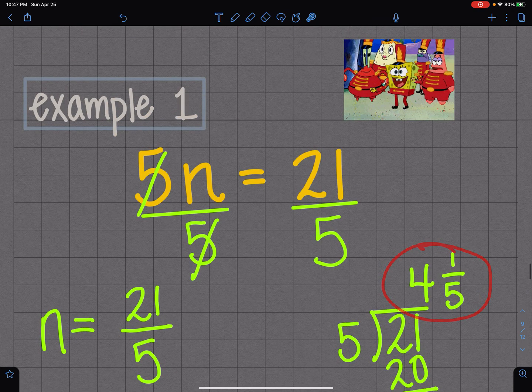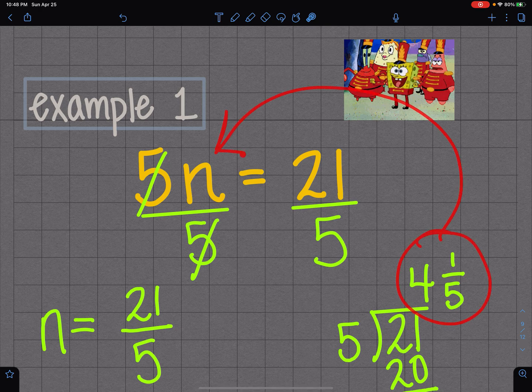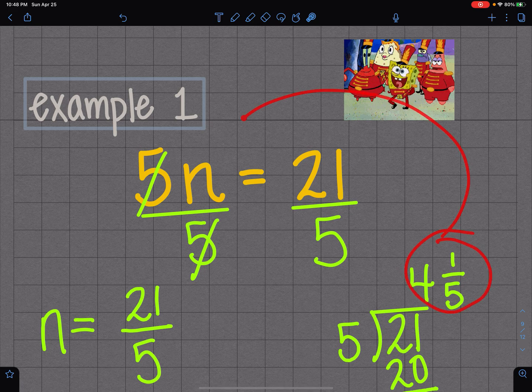So if we go back to the problem, n is equal to 4 1/5. So if we want to check our work, you can always plug this back into here. If you're not sure you got the right answer, just say, well, what is 5 times 4 1/5? And if 5 times 4 1/5 is 21, then you got it right.